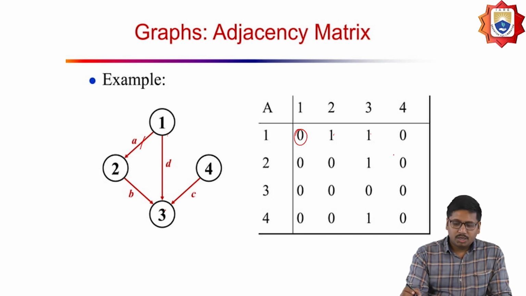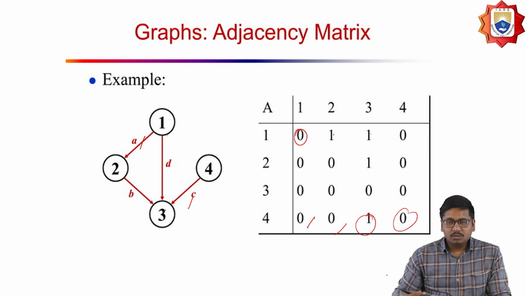2 to 2 0, 2 to 3 1, and 2 to 4 0. And similarly for 3, 3 to 1, 3 to 2, 3 to 3, and 3 to 4. And from 4, 4 to 1 0, 4 to 2 0, and 4 to 3 1, since I have only one edge, and the remaining should be 0. So like this, I represent the adjacency matrix of the given graph.